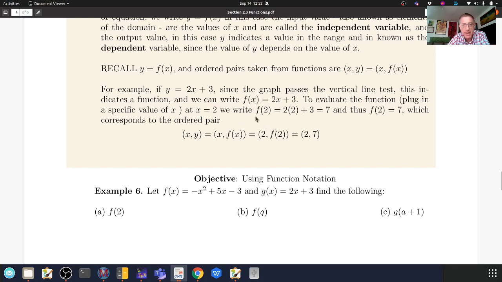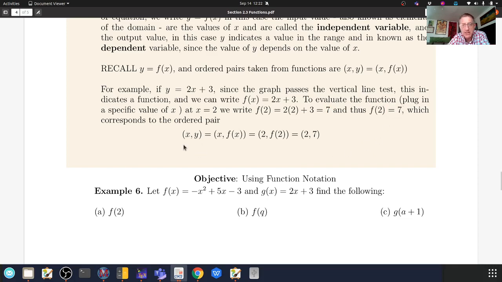So f of x becomes f of 2, because I replaced x with 2, is equal to 2 times 2 plus 3. This is shorthand for 2 times x plus 3. Well, 2 times 2 is 4, 4 plus 3 is equal to 7. So we write f of 2 is equal to 7. Remember, 2 is the x value, and f of 2 is the y value.